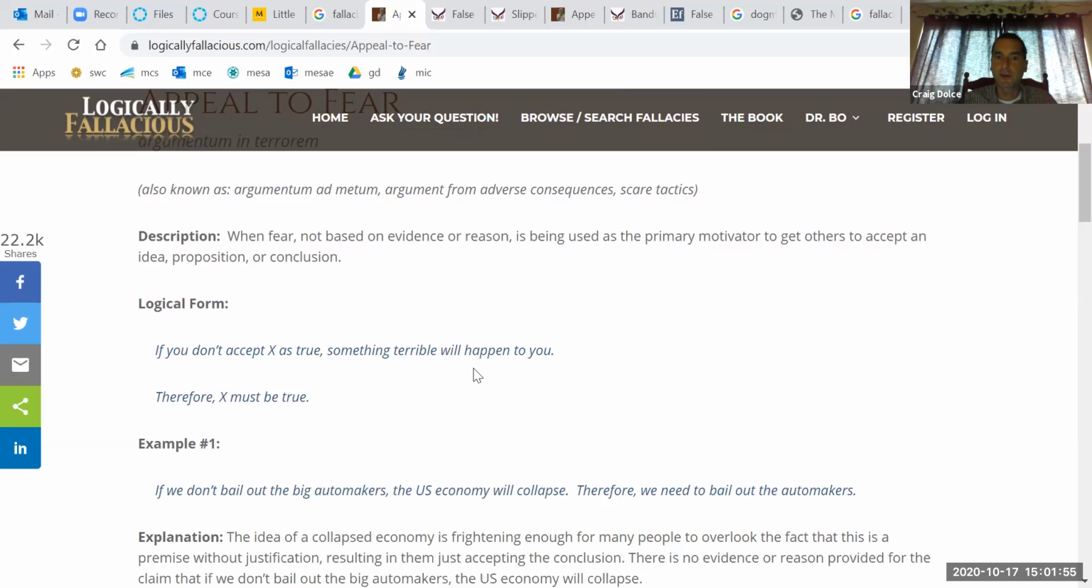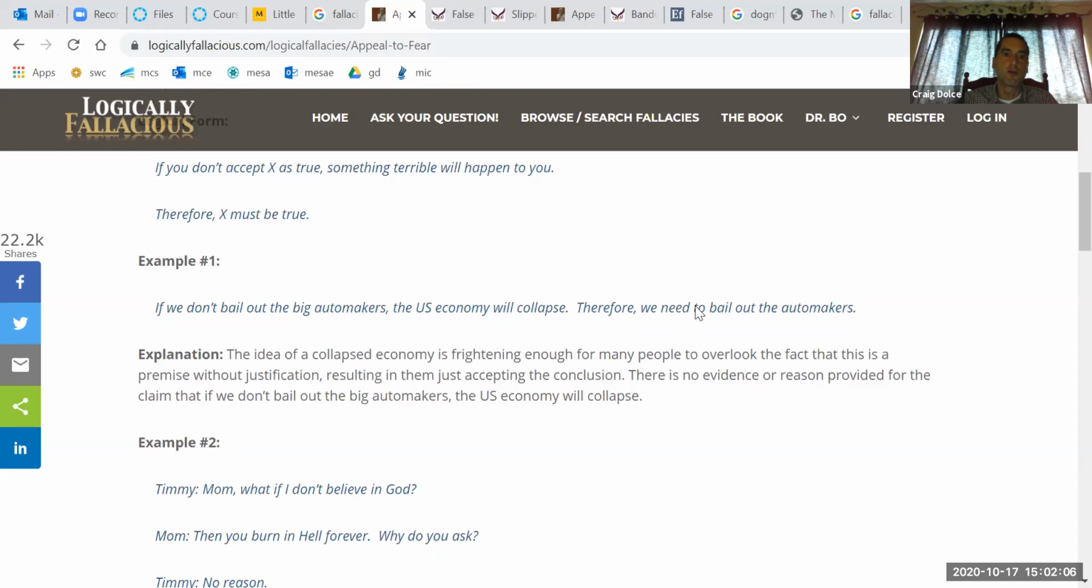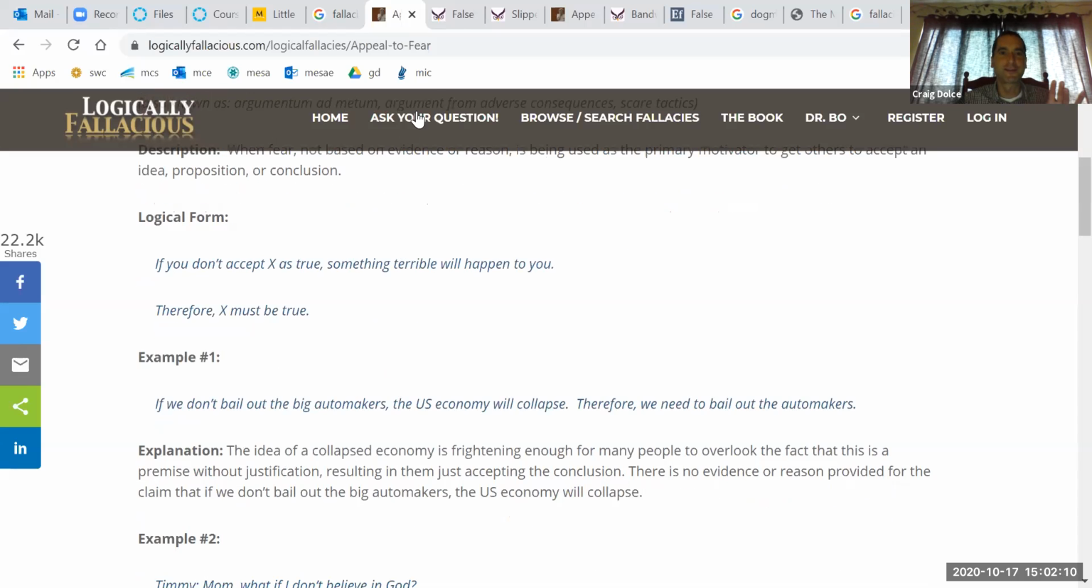If you don't accept it, something terrible will happen to you. We don't bail out the big automakers, the economy will collapse. Therefore, we need to bail out the automakers. Again, notice these appeals to fear that you'll burn in hell forever. Again, politics and religion, we got to be careful with. So let's move on to the next one.